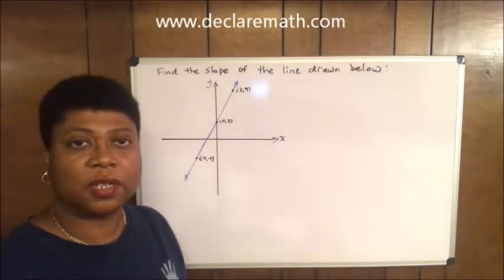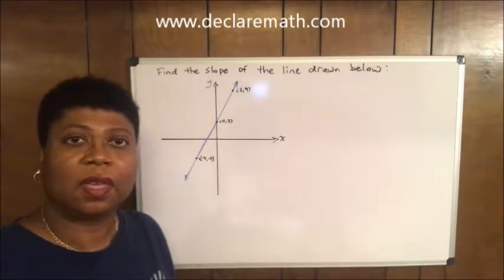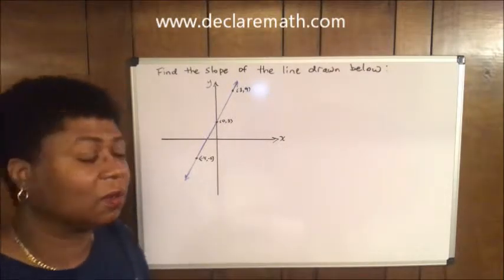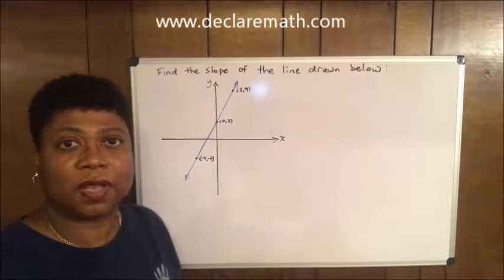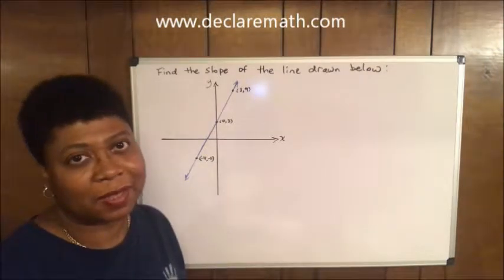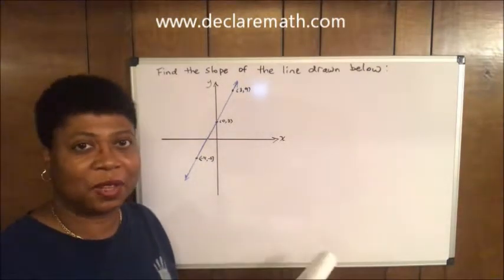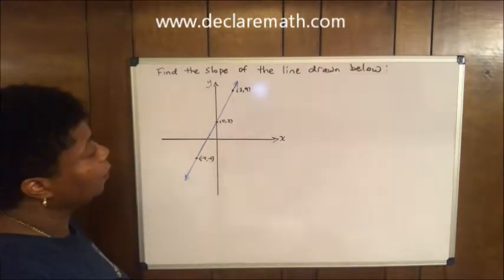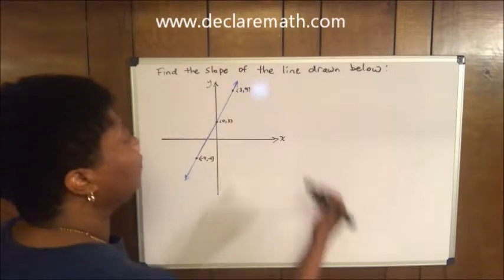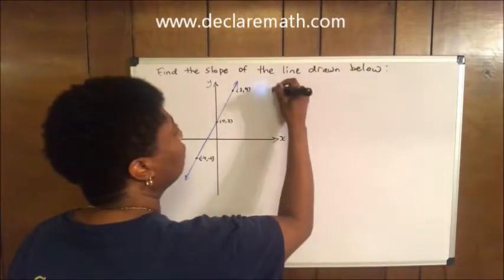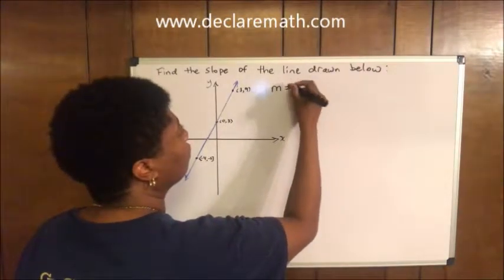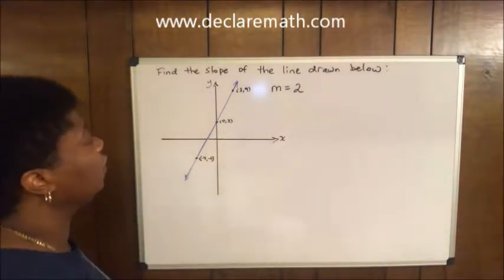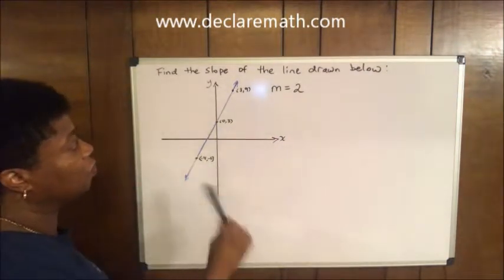Hey guys, we're going to continue from where we left off last time, and we're going to talk about equations of lines, okay? We're going to use the same example from last time, where we talked about slope. We're going to tie it in with equations of lines, okay? So last time we found our slope to be 2. We calculated it and found that the slope of this line is 2.